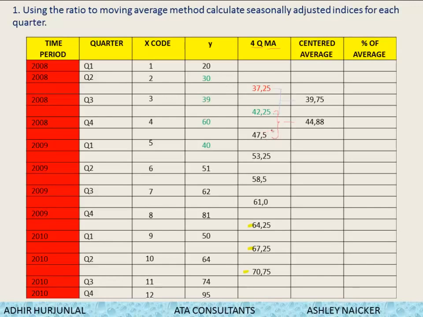What about the next one, guys? I'll take that one plus that one divided by 2, and that gives me 50,38. Let me do one more. For the next one, I take that one plus that one, 53,25 plus 58,5. Make sure you get your answer, you divide it by 2, and that gives you the next answer.